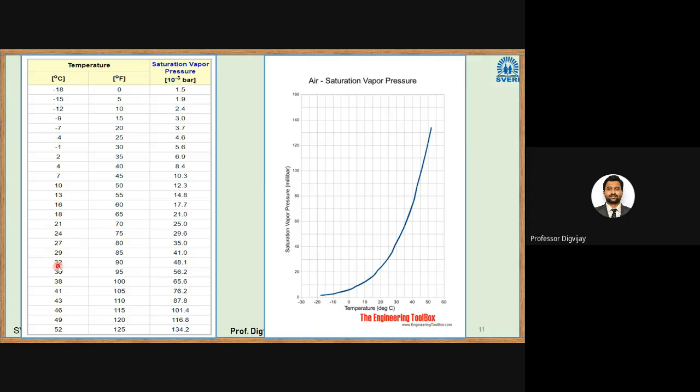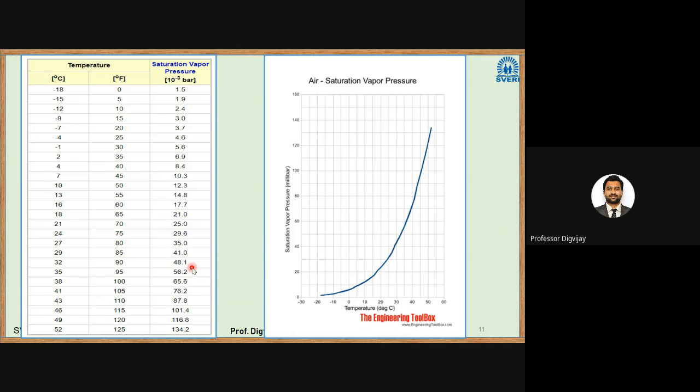See here, I have a table. There are values of temperature versus saturation vapor pressure. Now here 32 degree Celsius, now we assumed that the present temperature is 32 degree Celsius. The table tells me that at saturation condition the partial pressure of water will be 48.1 millibar, so that will be in saturated gas. When air is saturated, the partial pressure of water in it will be 48.1. Okay, but now air is not saturated, air is moist air. So let us assume that in moist air the partial pressure of water vapor in this condition is 25 millibar.